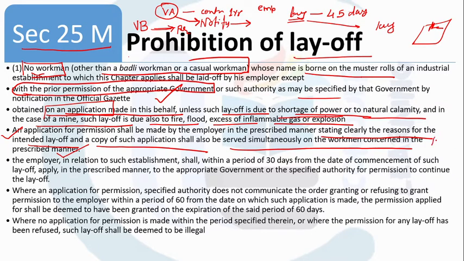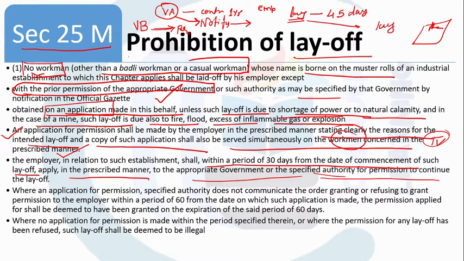Means it would even be given to the workmen and trade unions, that this particular workman is going to be laid off. The employer in relation to such workman shall, within a period of 30 days from the date of commencement of such layoff, apply in the prescribed manner to the appropriate government or the specified authority for prior permission. So how many days? 30 days, the application has to be given for prior permission.